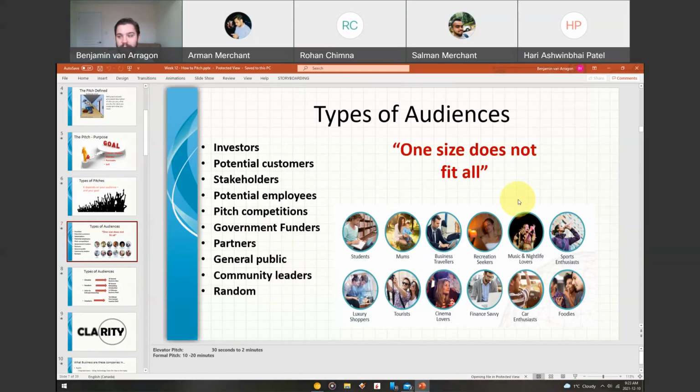And with an actual formal pitch, it needs to be about 10 to 20 minutes. Okay, so we're going to be doing a mix of both next week for Rob for our presentation. You're going to be doing your 30-second pitch right off the bat, just to introduce everything, and then you're going to be doing your 10 to 20-minute formal demo or formal pitch after.